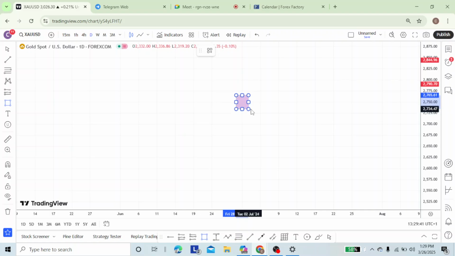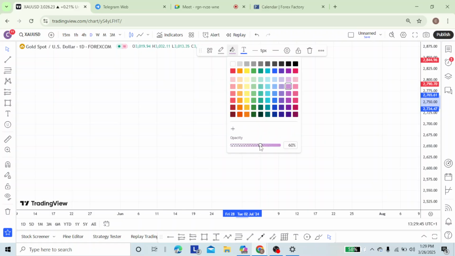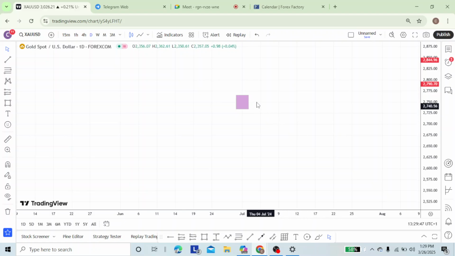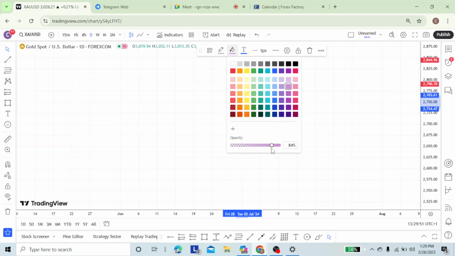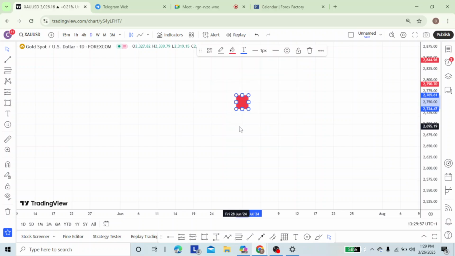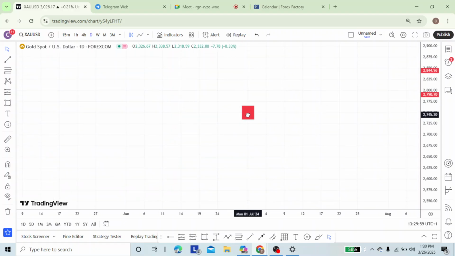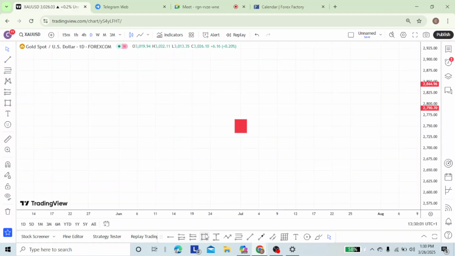So let me make this. Can we all see this drawing I'm making? Yes. Now let's say we have this candlestick like this.